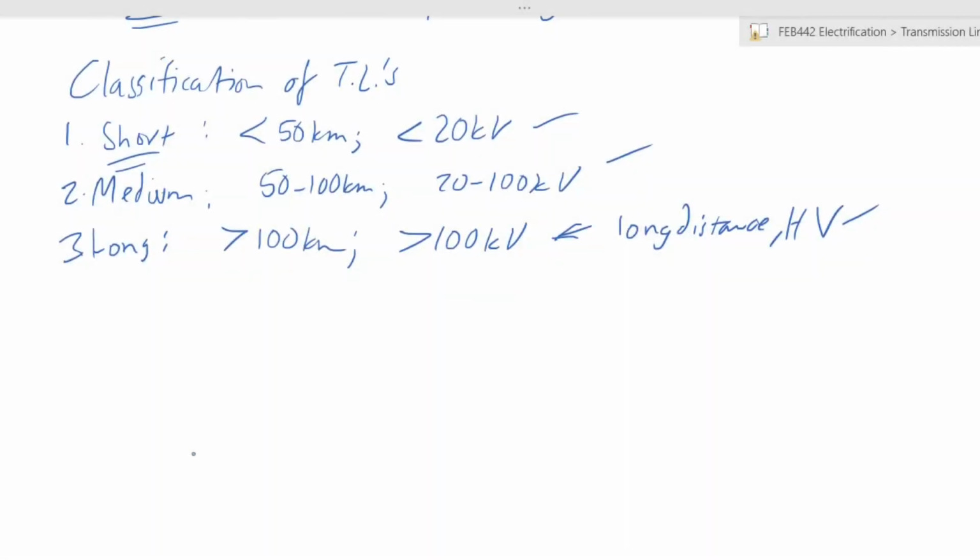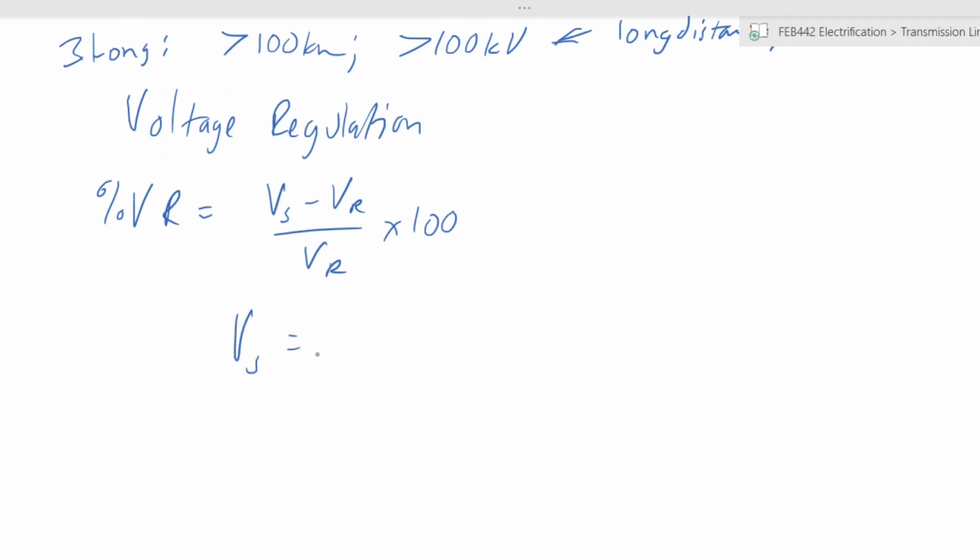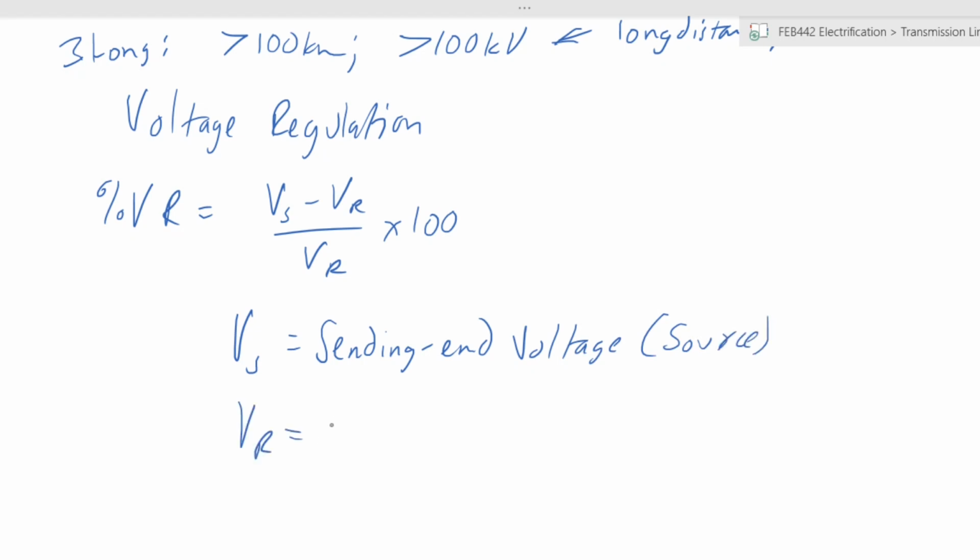Another aspect of the transmission lines is called voltage regulation. Now, voltage regulation is the effect of applying a load to an electrical circuit. So we say the percentage of voltage regulation is given by Vs minus Vr over Vr, where Vs is sending end voltage, which is voltage at the source, and then Vr is receiving end voltage. That is generally the voltage at the load.